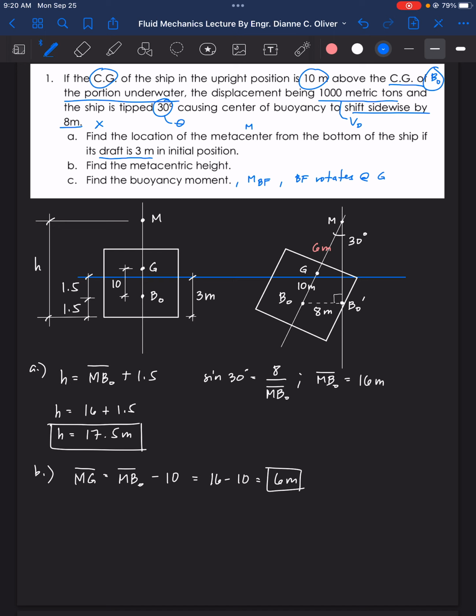So we will find the buoyant force rotating at the center of gravity. Where's the buoyant force here? This is our buoyant force, and this is our x prime, the distance from the center of gravity to the line of action. Line of action here. And of course, this is perpendicular. Okay? Perpendicular.